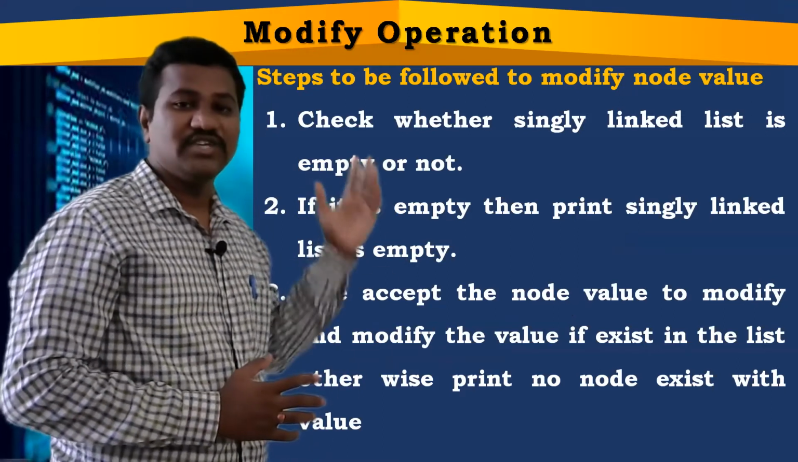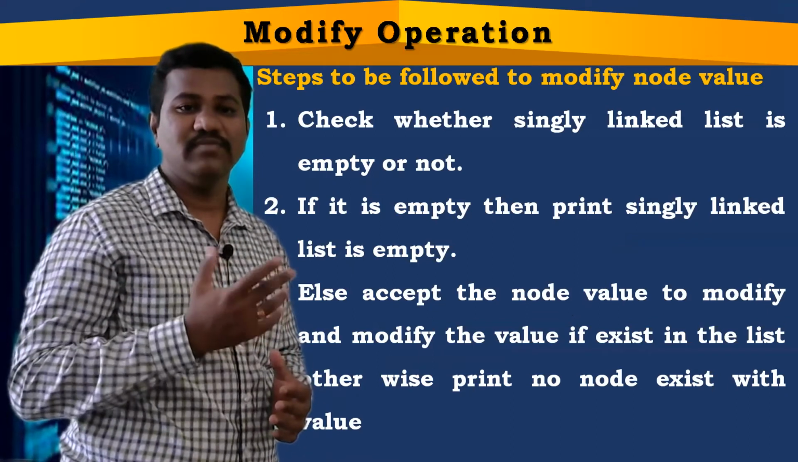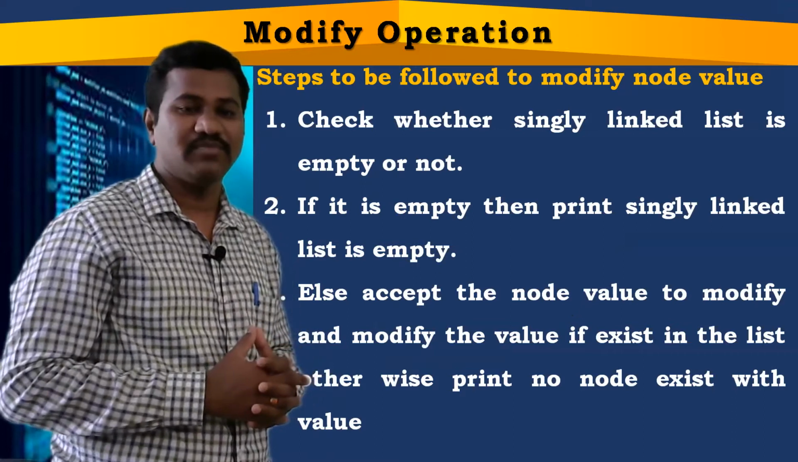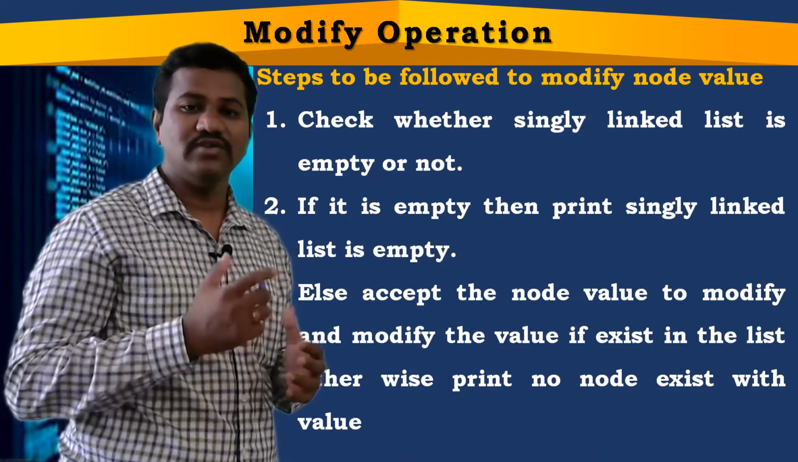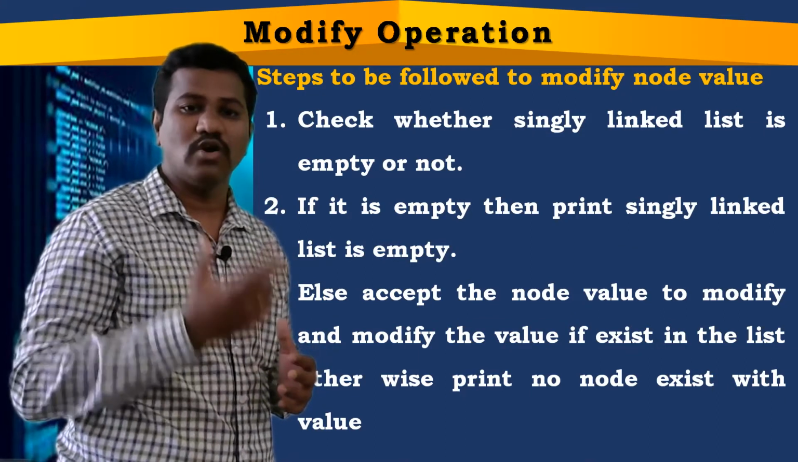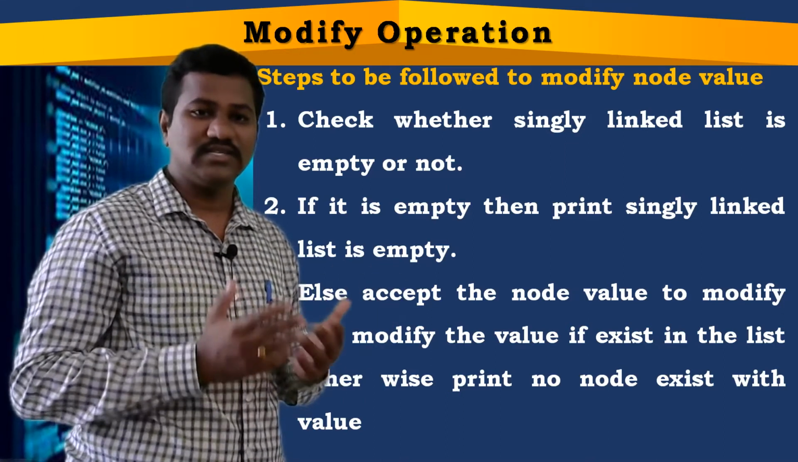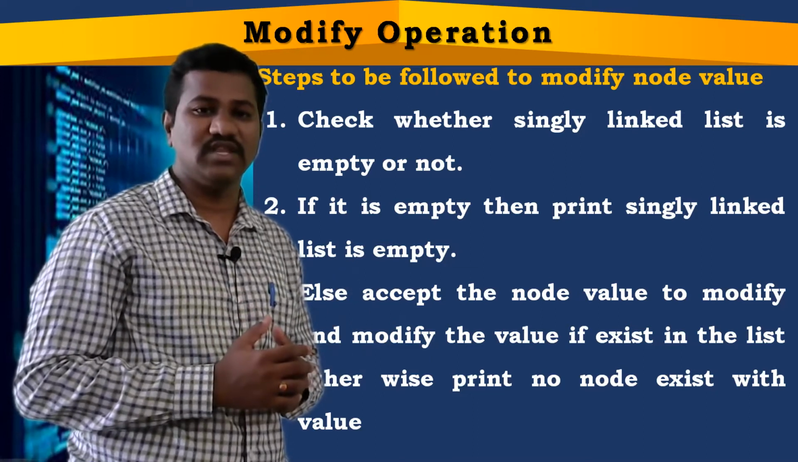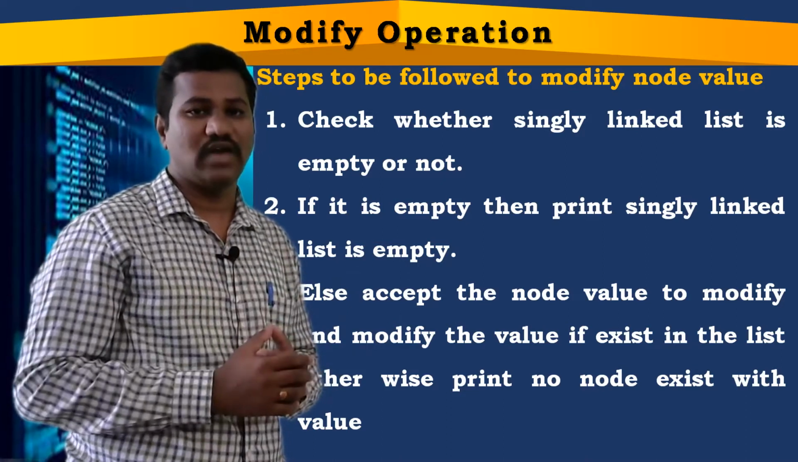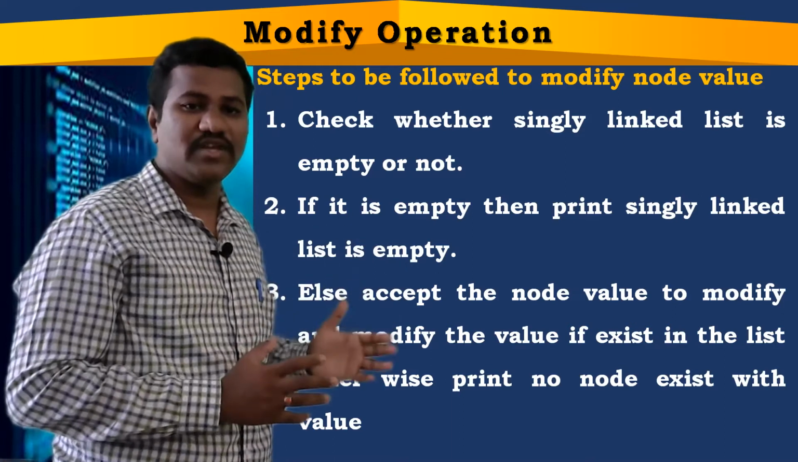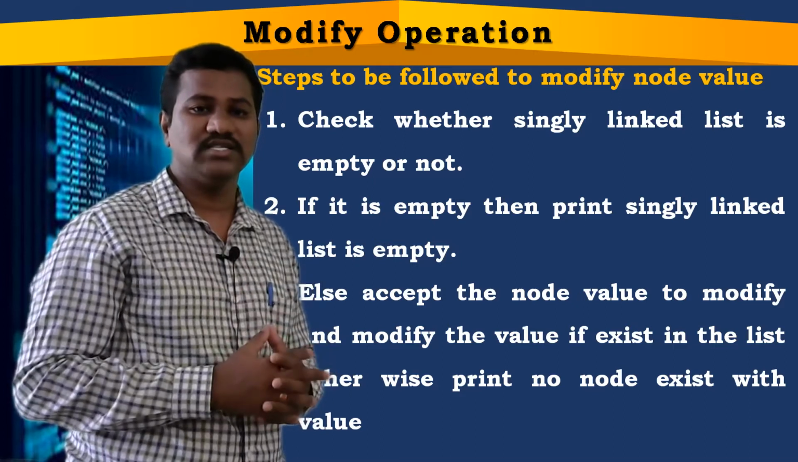The first step is checking whether the single linked list is empty or not. If the single linked list is empty, then we need to show a message that the single linked list is empty. If it is not empty, that means there are some nodes in the list. Now we need to accept the node value which the user wants to modify, and check whether that value exists in the list. If it does not exist in the list, we need to show a message that no node exists with that value. If that node value exists in the list, we need to modify that node value. Right? So these are the three operations that we are going to perform in order to modify a node value in a single linked list.